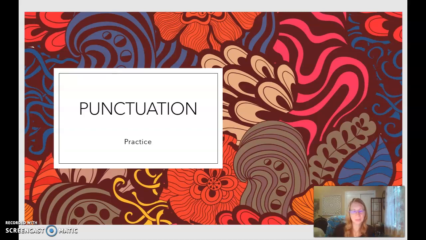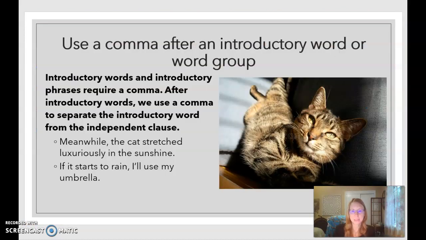Hi, we are going to look at some punctuation rules, and we're going to start with introductory words or phrases. These require a comma after them. So we use a comma to separate the introductory word from the independent clause.